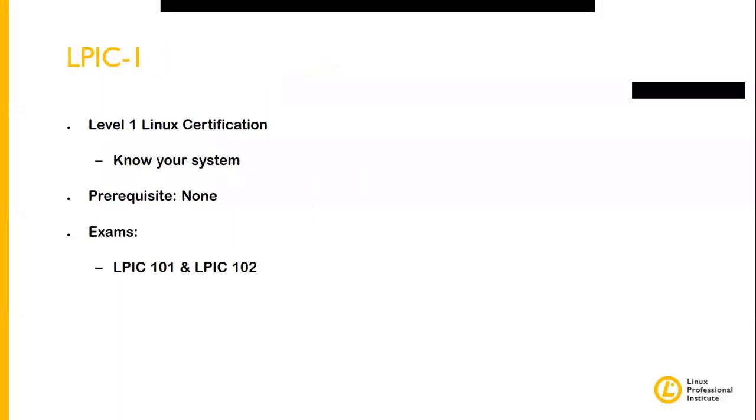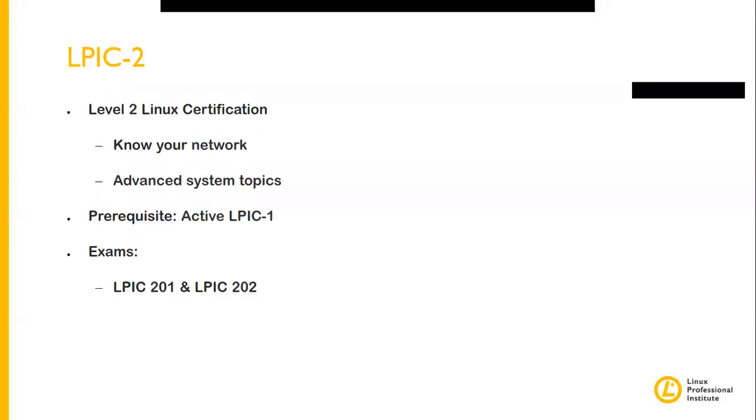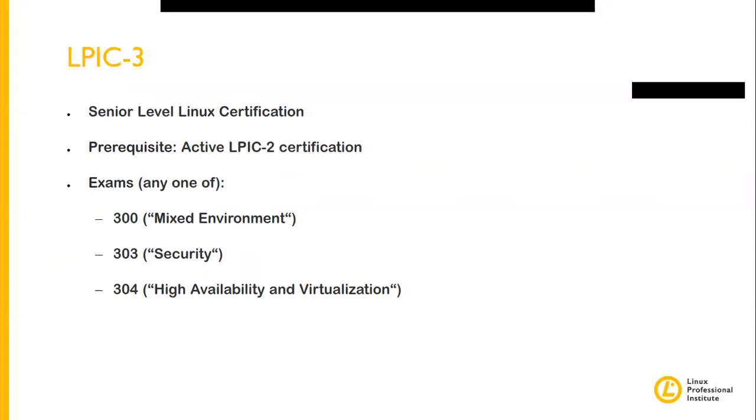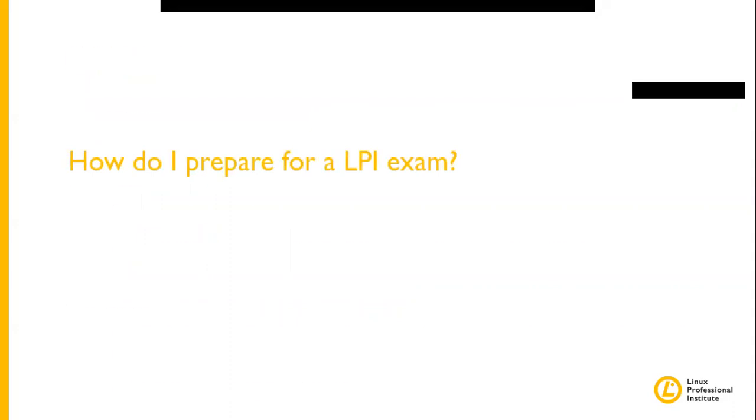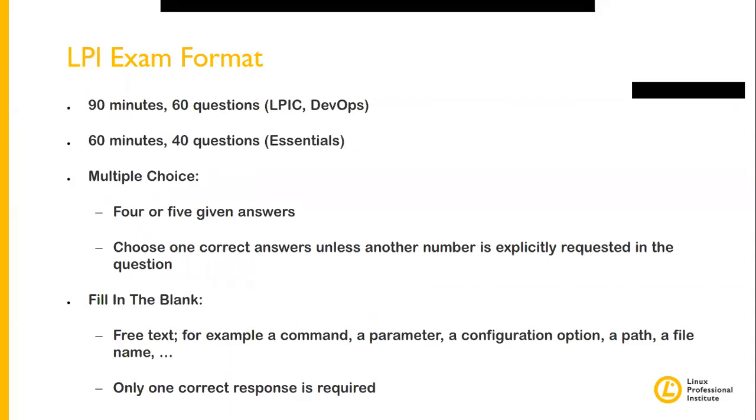Okay, LPIC 1 is the first level of system administration. To obtain an LPIC 1 certification, there are two exams, 101 and 102. You have to pass them both. All right, then there's LPIC 2, and you do have to have an active LPIC 1 certificate to take LPIC 2. Okay, I'll skip LPIC 3. Now let's talk about preparing for the exam.